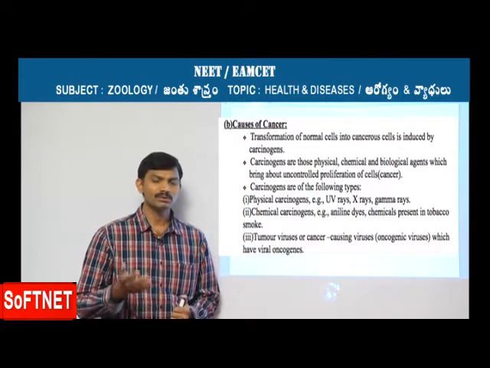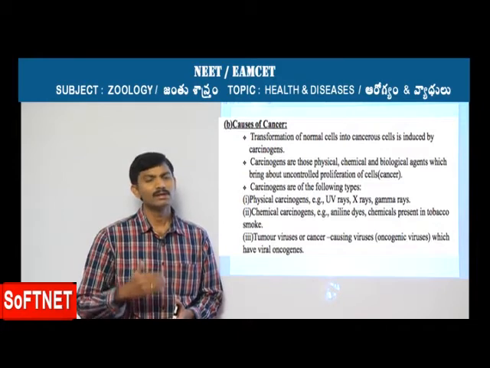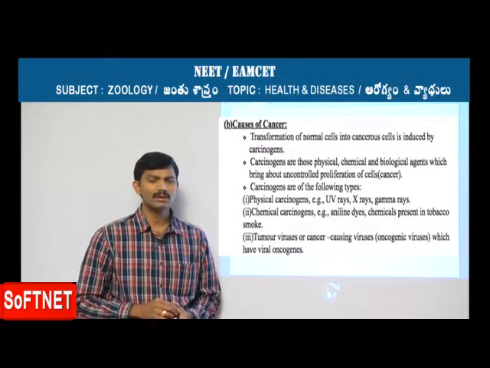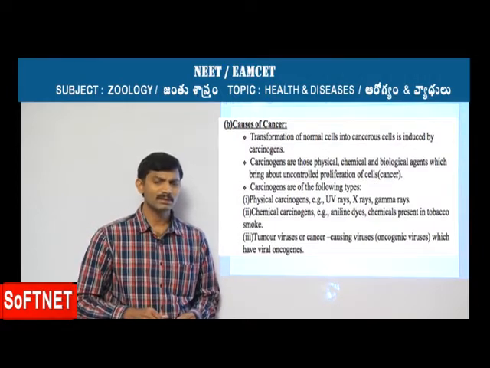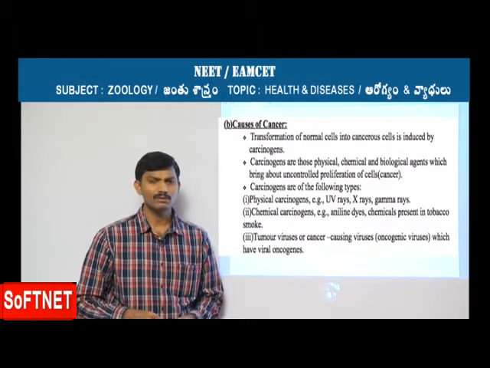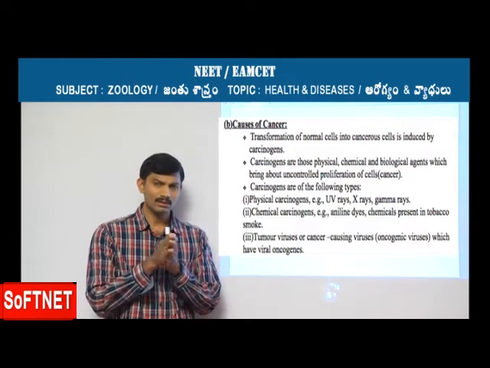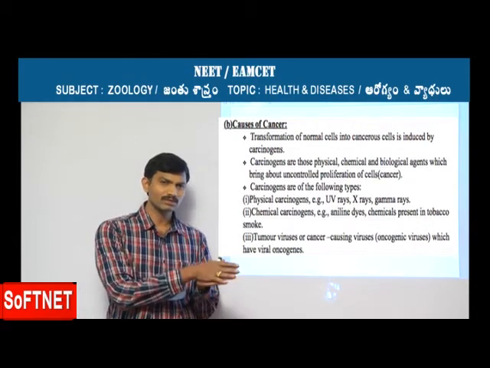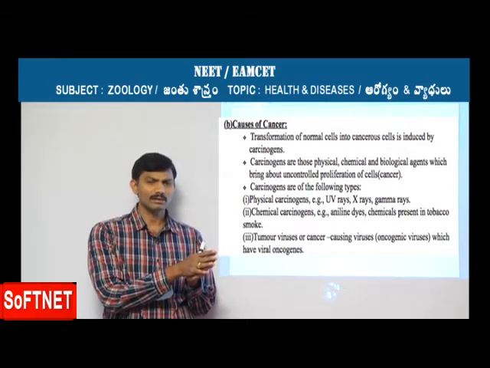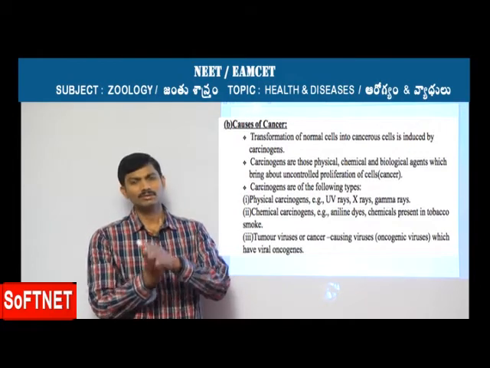But to suppress these proto-oncogenes, we have tumor suppressor genes, which are present in a dominant condition inside the genome. So these tumor suppressor genes are responsible for suppressing the proto-oncogenes, which get transformed into oncogenes. Proto-oncogenes, on mutation, get transformed into oncogenes, and these oncogenes are responsible for causing cancers, and they get suppressed by tumor suppressor genes.